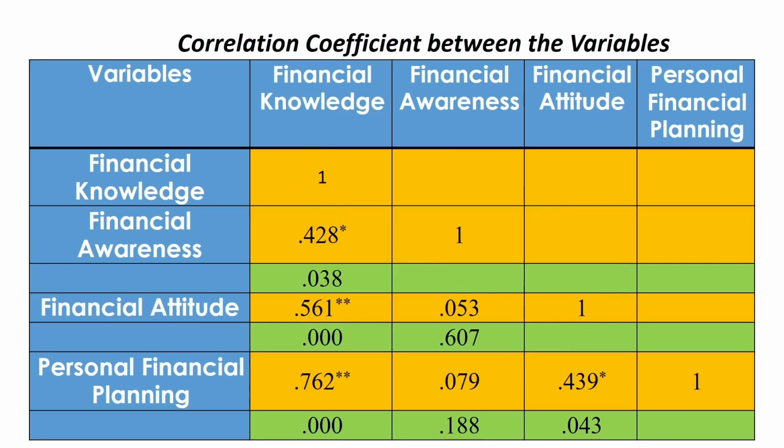According to the results of correlation coefficient, personal financial planning is positively correlated with financial knowledge, financial awareness, and financial attitude, as indicated by correlation coefficients of 0.762, 0.079, and 0.439. It means when financial knowledge, financial awareness, and financial attitude increase, then personal financial planning will also increase. Among these three relationships, only financial knowledge and financial attitude have been found to be significant.